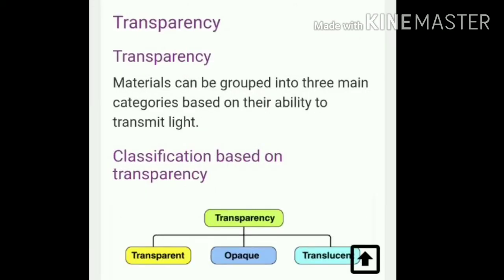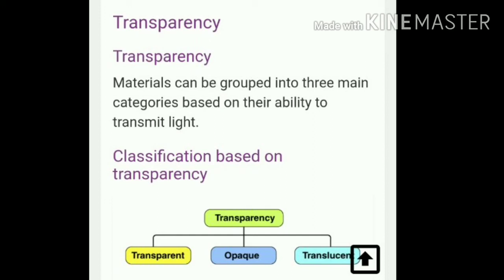The next is transparency. Whenever we are considering transparency, materials can be grouped into three main categories based on their ability to transmit light. So the classification based on transparency is transparent, opaque, and translucent.